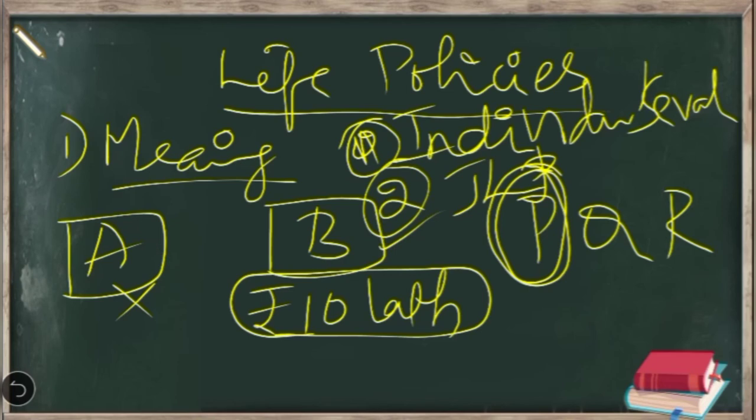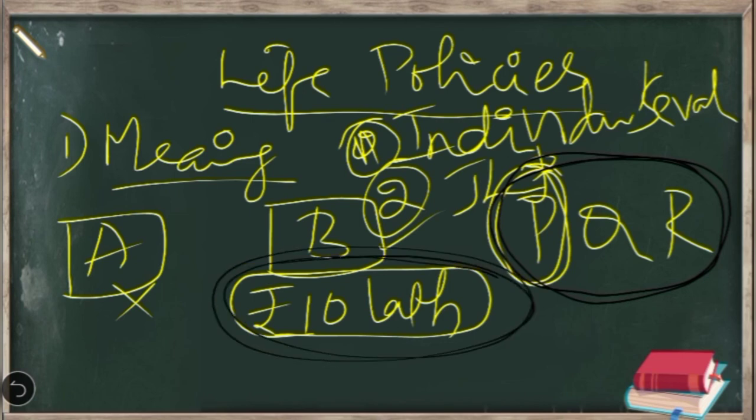Joint life policy means, I gave the example of three partners. There are three partners, P, Q and R. So joint life policy is a single policy which is taken up on the joint lives of all the partners together. Okay, so they are taking up only one single policy on the joint lives of all the partners together. Let us say they have taken up the policy for 10 lakh rupees.